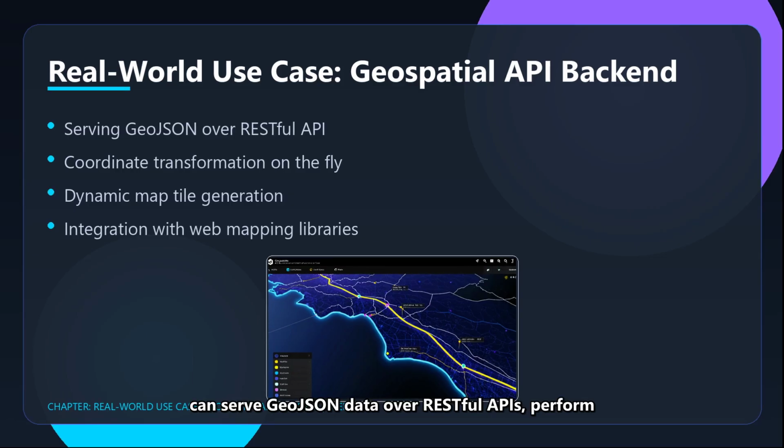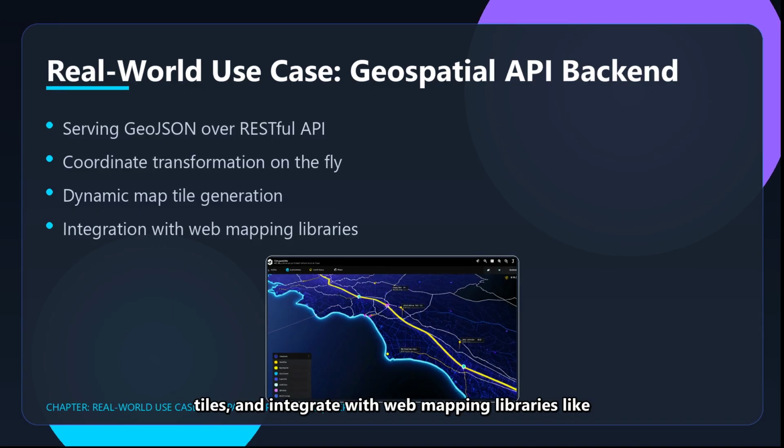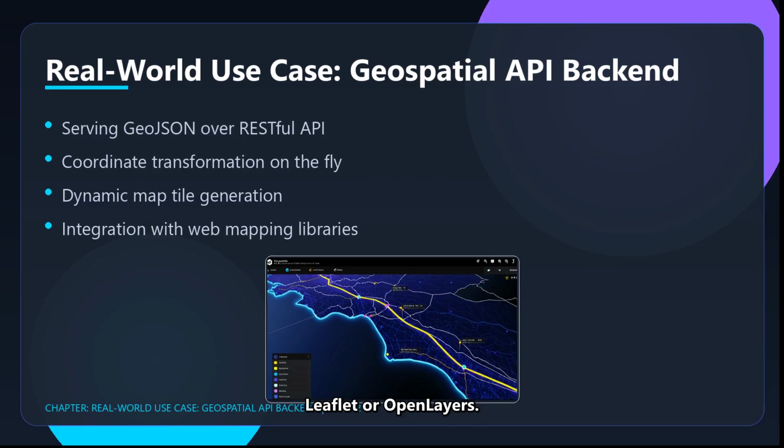It can serve GeoJSON data over REST APIs, perform coordinate transformations on the fly, generate dynamic map tiles, and integrate with web mapping libraries like Leaflet or OpenLayers.